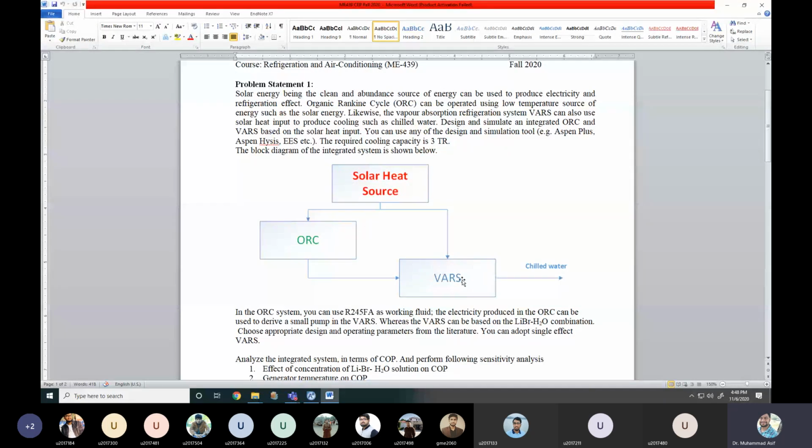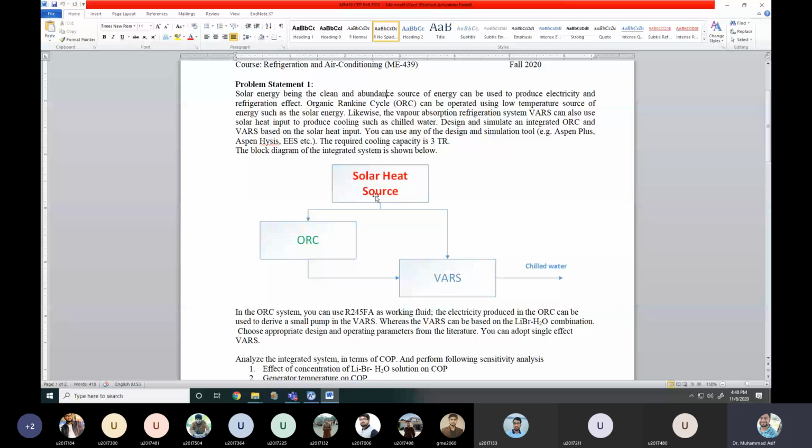That electricity will be received from the organic Rankine cycle, because in the organic Rankine cycle we use a turbine, right? The output of the turbine produces electricity, so that electricity will be fed to the pump, right? And again, what is the heat source? The heat source is solar energy.